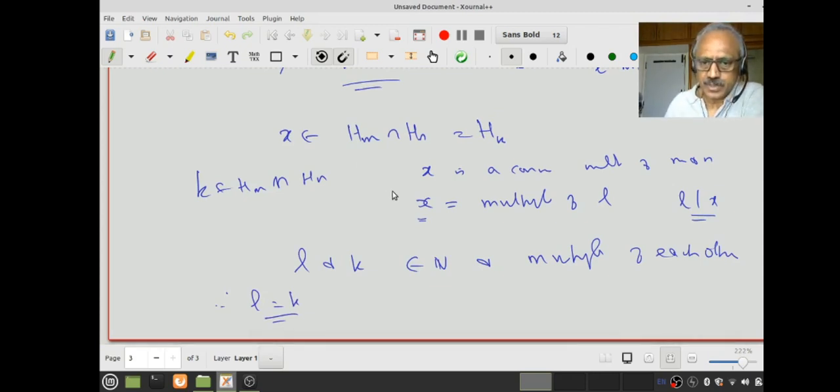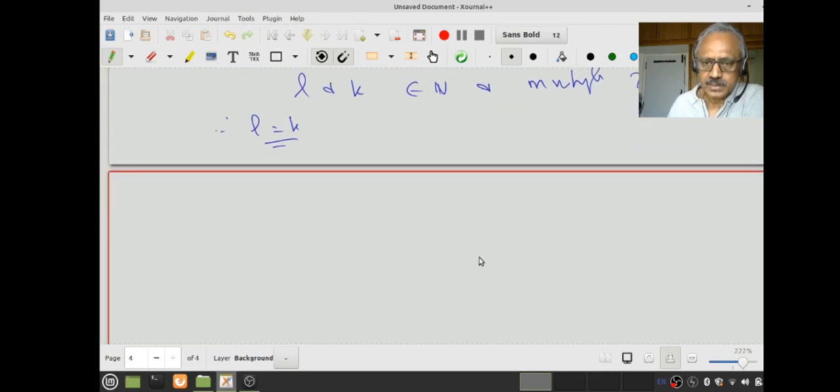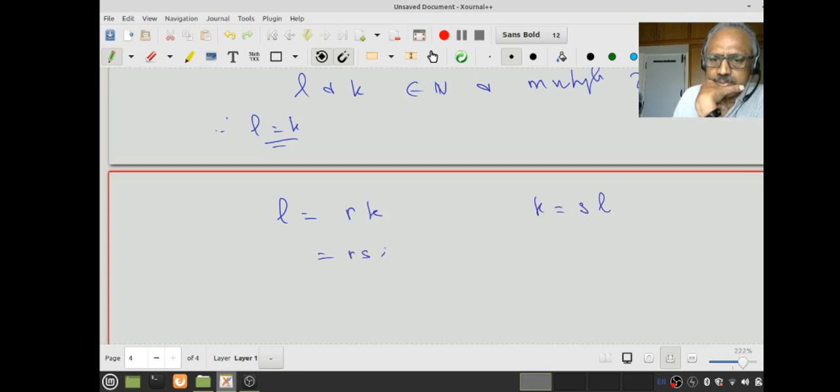Okay, this again requires a proof. If you are a BSc student, it will be nice to think of such things, how to prove that. Because how do I know? L is a multiple of K, so let us call it some R times K, and K is a multiple of L, say S times L. Therefore this is R times S times L. Therefore L into 1 minus RS equal to 0. Notice that R is in N, and S is also in N.